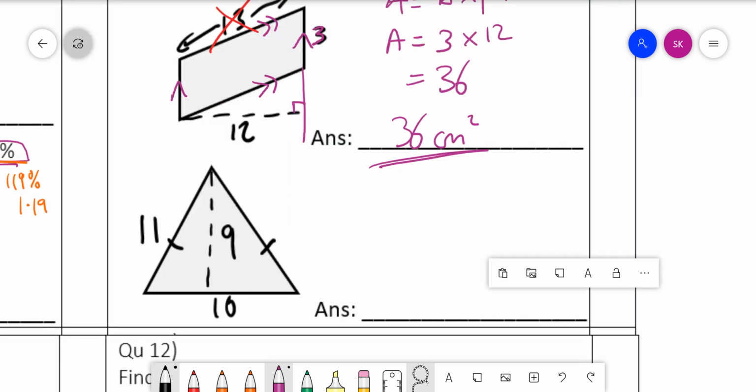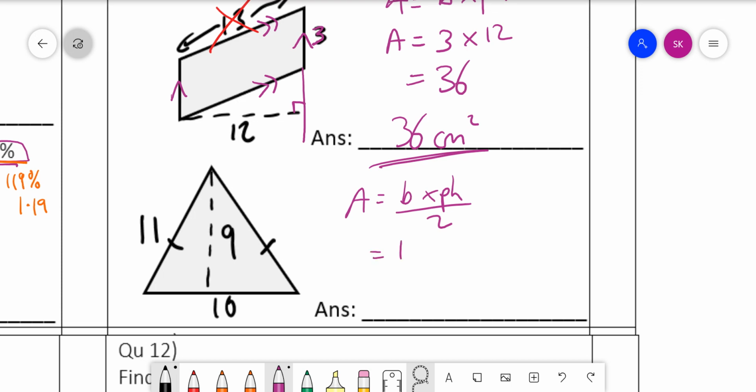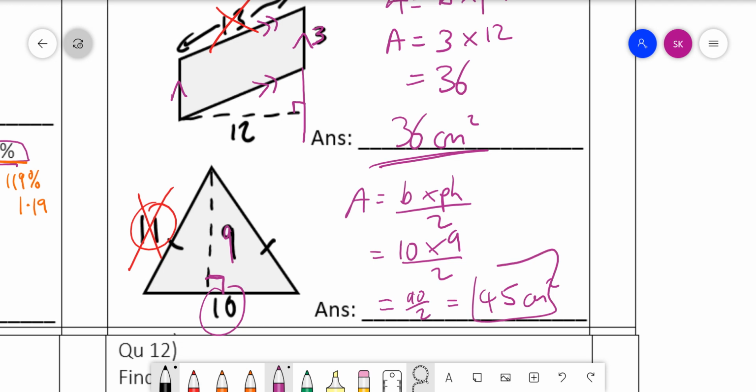Part B, there's another red herring. This is a triangle. Area of a triangle, base times perpendicular height divided by 2. The base, I'm going to call 10. The perpendicular height is this one here. It's the 9. The red herring, therefore, is this slanted height here. It's not helpful. 10 times 9 is 90. 90 divided by 2 is 45 centimeters squared again. So make sure you've written any purple pen notes, and we'll move on to question 11.